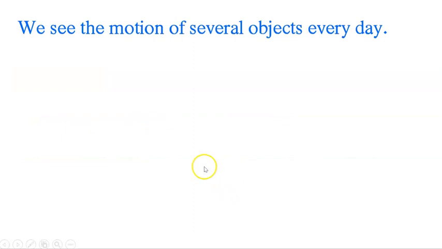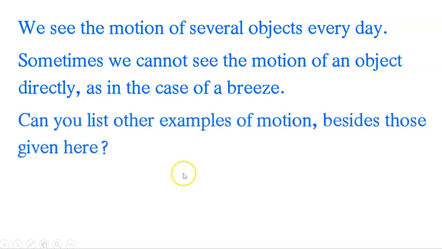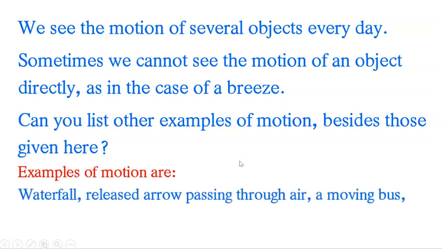We see the motion of several objects every day. Sometimes we cannot see the motion of an object directly, as in case of a breeze. Okay. Can you list other examples of motion besides those given here? Now see this here. The examples of motion are waterfall, released arrow passing through air, a moving bus, a boy riding cycle, etc. These are the examples of motion.